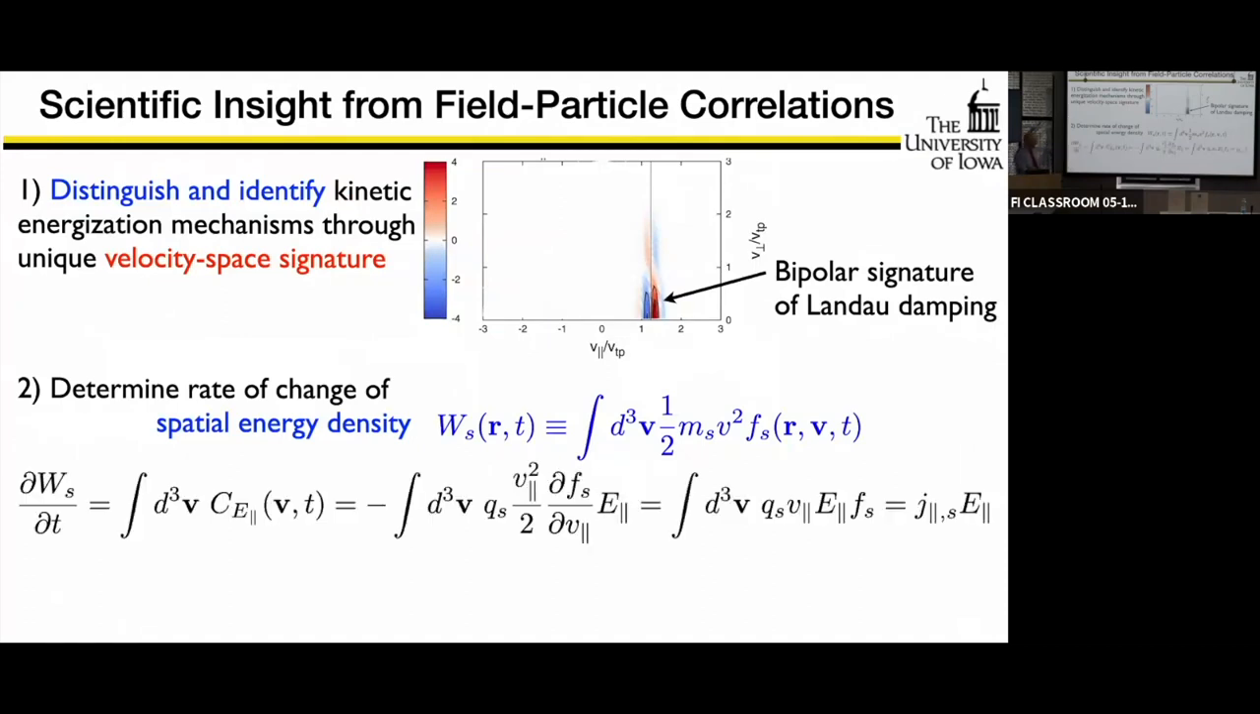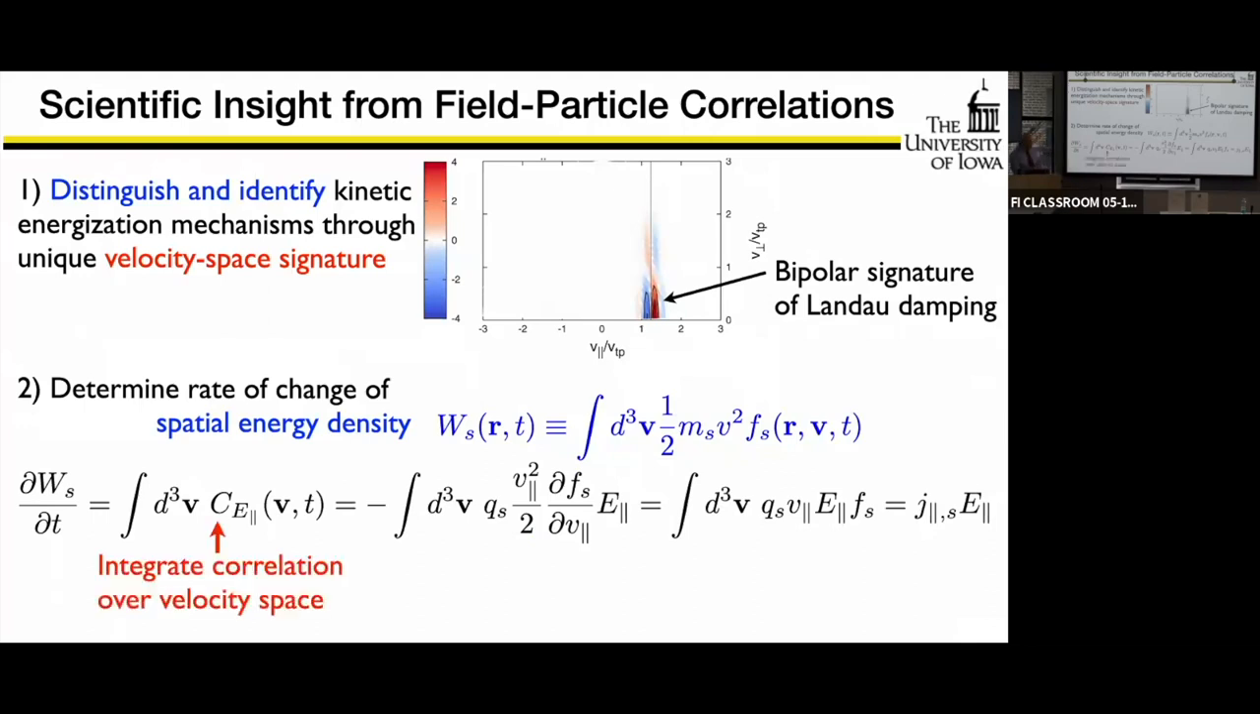So if I take this as dW/dt, well, the integrand here is just that field particle correlation. And if I integrate over that velocity space, I can plug in that field particle correlation. I can do an integration by parts here, and I can show that it's equal to that. But q v parallel f integrated over velocity is just the parallel component of that species current density. So this is just J parallel E parallel.